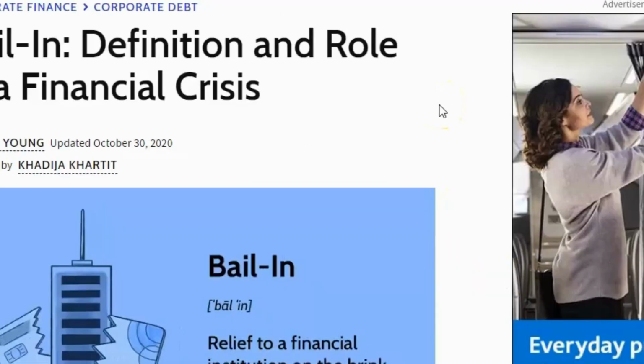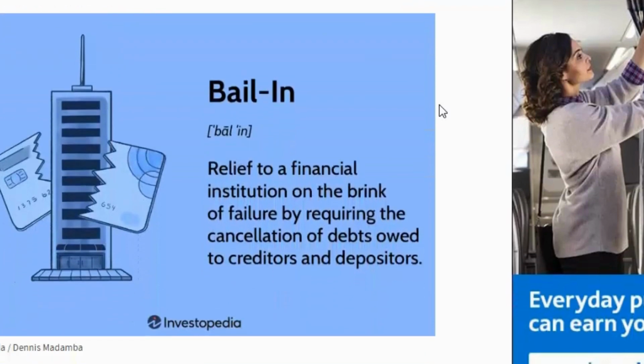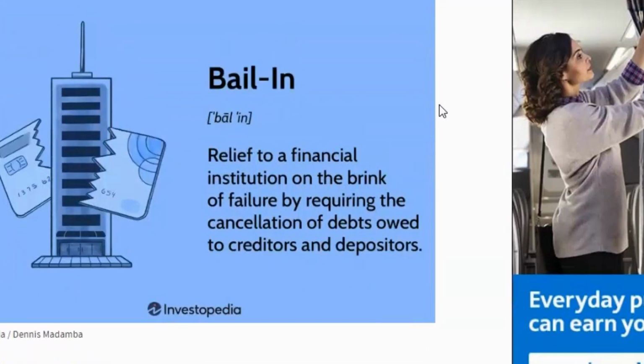All right, the following is from Investopedia. It's a website that I do recommend as a starting spot for definitions and such. This is going to tell you bail-in, definition, and role in a financial crisis. The simple definition is a bail-in is relief to a financial institution on the brink of failure by requiring cancellation of debts owed to creditors and depositors. Now, wait a minute. What's a debt owed to a depositor? Well, let's talk about that.